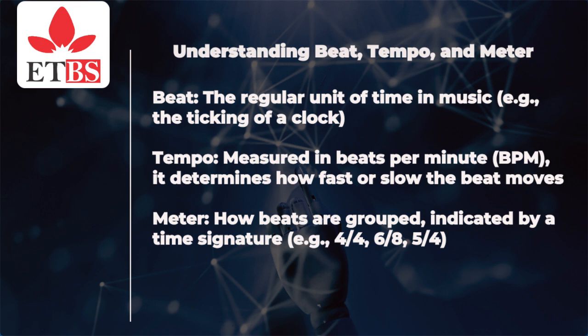Time signatures. Simple meter: the beat divides into two, e.g., 2/4, 2/2, 3/4, 4/4. Compound meter: the beat divides into three, e.g., 6/8, 9/8, 12/8. Asymmetrical meter: irregular beat groupings, e.g., 5/8, 7/8.